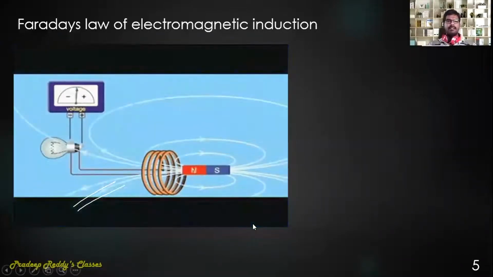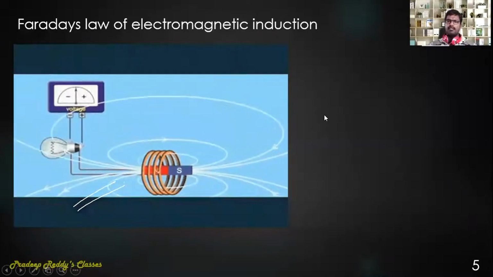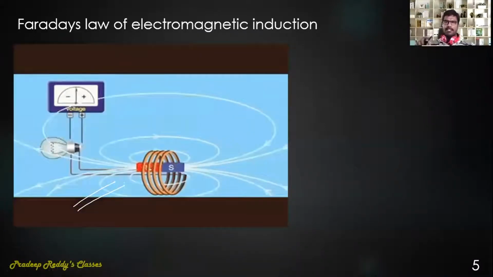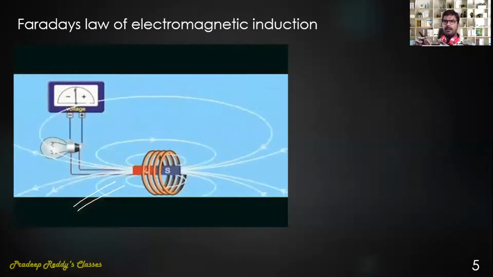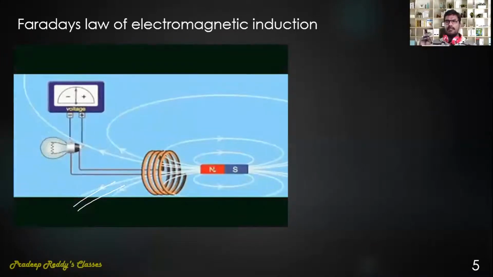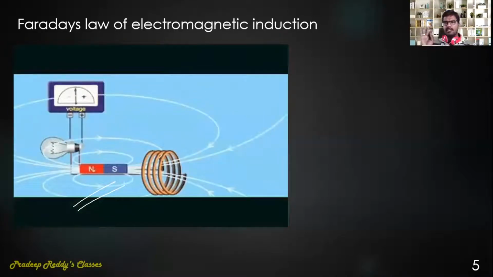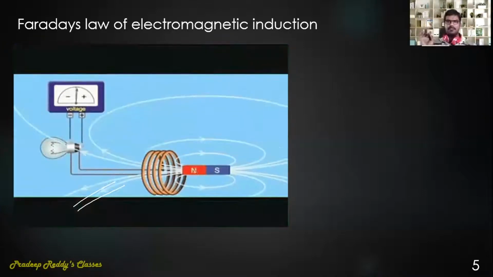Students, we have already seen that whenever the flux linked with the coil can be changed based on orientation of the coil in the magnetic field, or if we are able to change the magnetic field, then also the flux linked with that changes. If the area of cross section is undergoing change, the flux linked with that will undergo change.